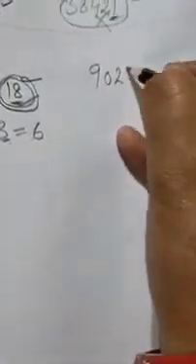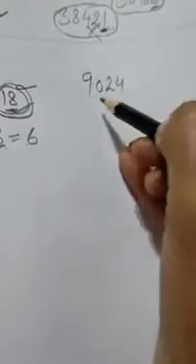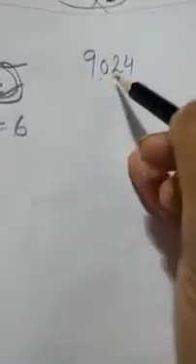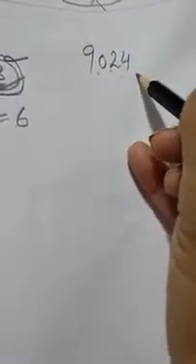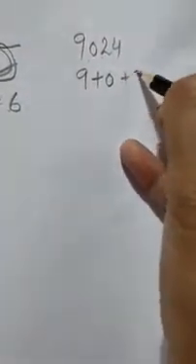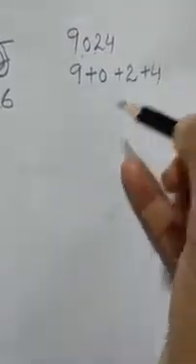See one more example. Suppose this number is there. We have to check whether it is divisible by 3 or not. Then what will we do? We will add its digits. Yes, 9, 2, 11 and 4, 15.